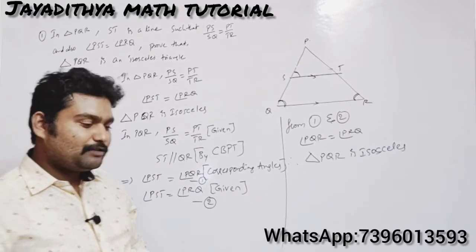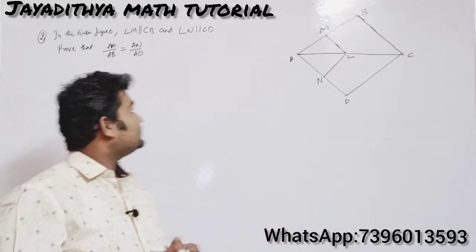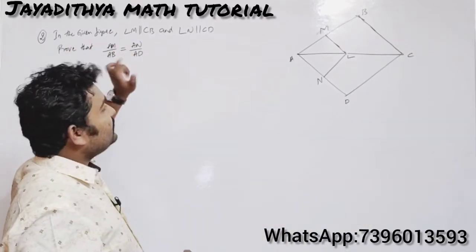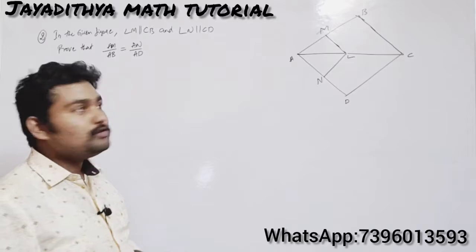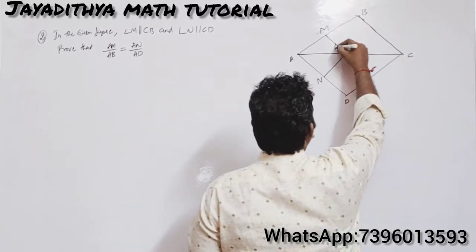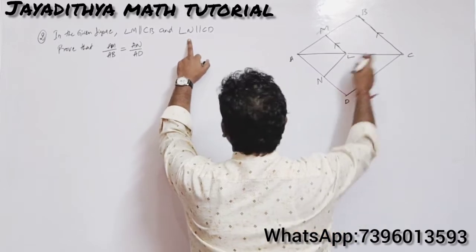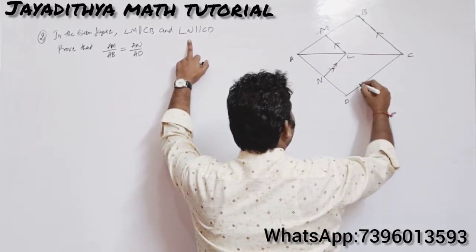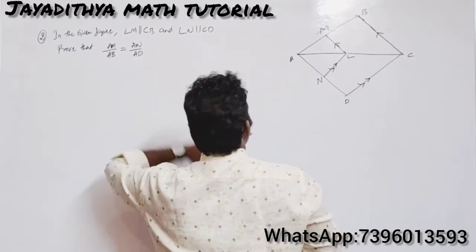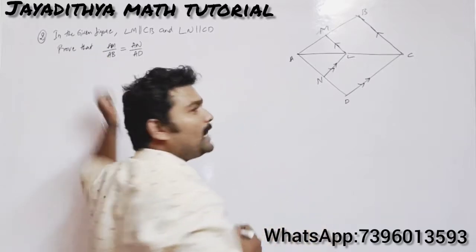Let us go to the next question. This is your second problem. In the given figure, he is telling that LM is parallel to CB. So see here, LM is parallel to CB, and also LN is parallel to CD. What we need to prove here? We need to prove that AM by MB.